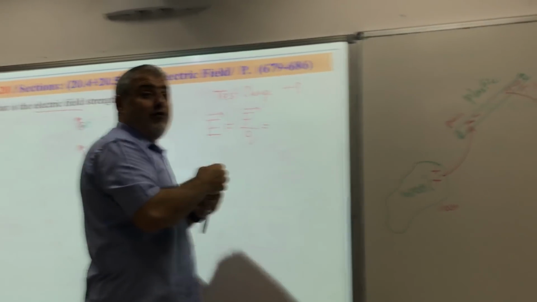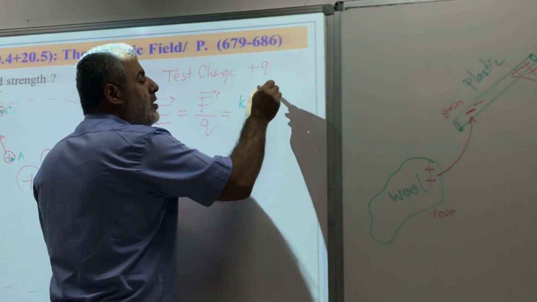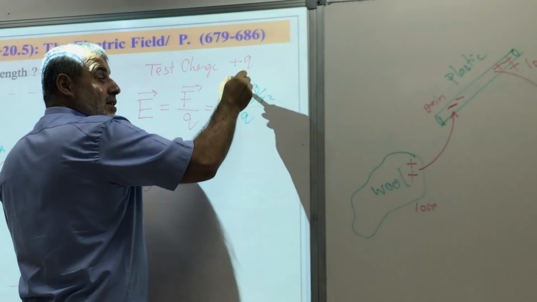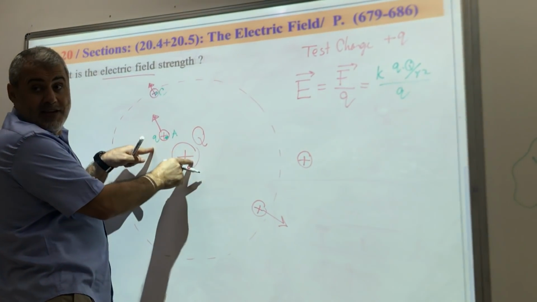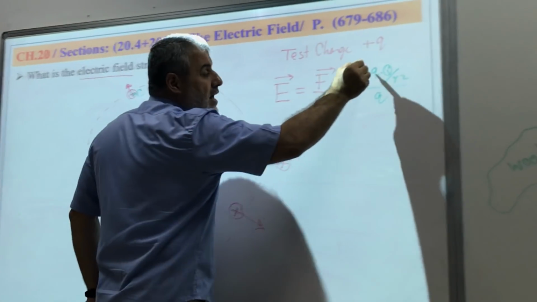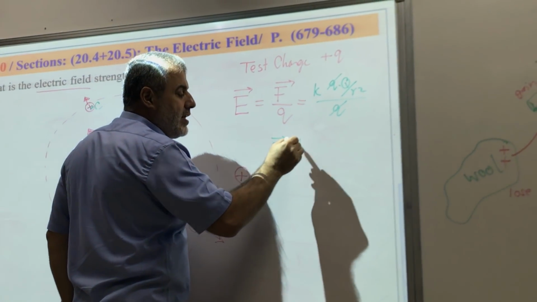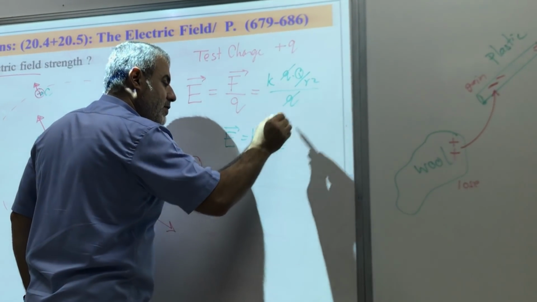But the force itself, we took it now. The force is K, q small, Q capital over r squared, over q. Because this is the force between this one and this one, right, ya shabab? Capital Q and small q. So what we have in here, this will cancel with this. So finally, E will be equal to K Q over r squared. You follow this one, ya shabab?